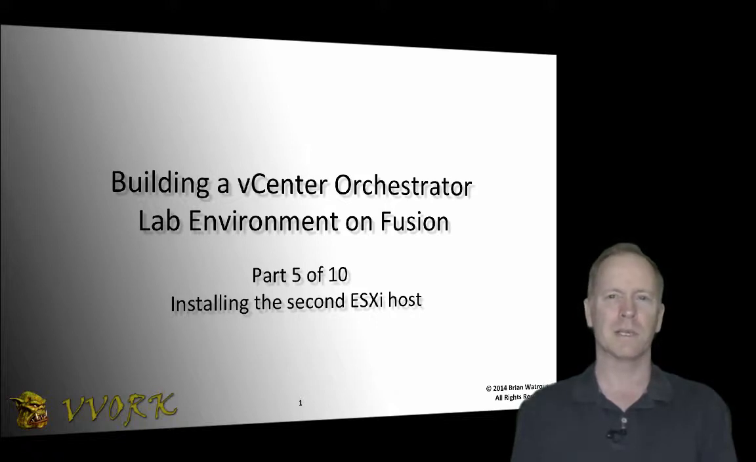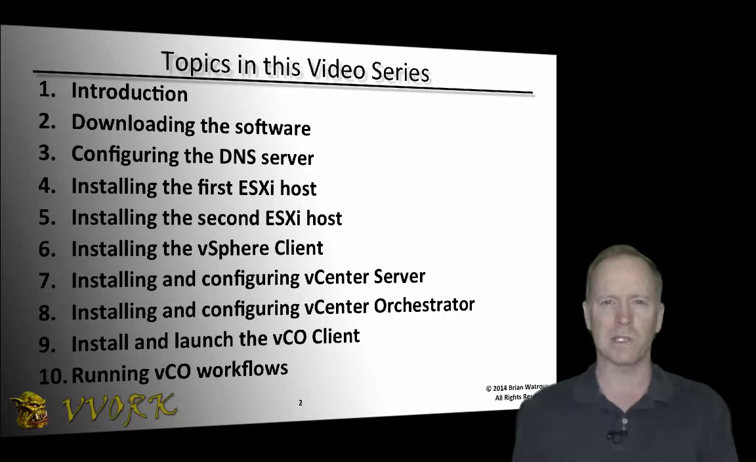I'm Brian Watrous. This is the fifth in a 10-part video series in which we're exploring how to build a vCenter Orchestrator environment on top of VMware Fusion. In the previous video, we saw how to install and configure our first virtual ESXi host, and in this video, we will do the same thing for the second virtual ESXi host.